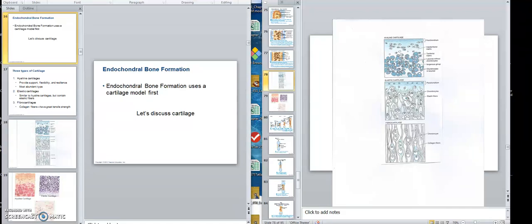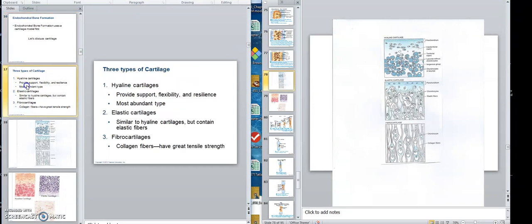Okay, class, we are now talking about endochondral bone formation. Remember, the last one we did was intramembranous, where bone ossification occurred in a soft connective tissue. All right, before we start endochondral bone formation, which is bone formed in cartilage, let's talk a little bit about cartilage. There are three types of cartilage in the body: hyaline cartilage, elastic cartilage, and fibrocartilage.